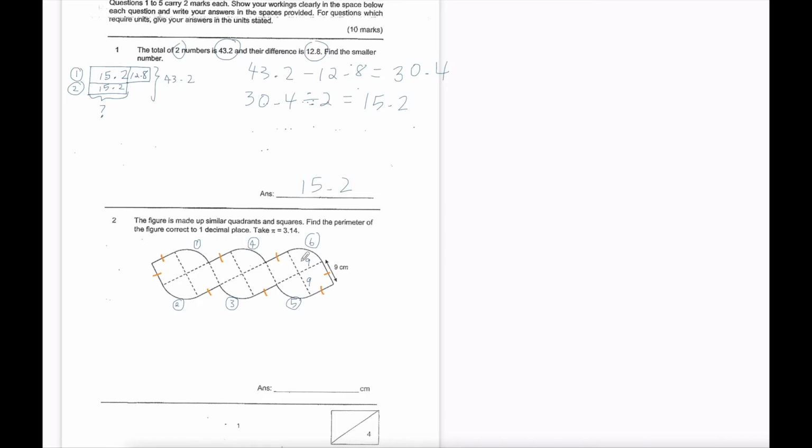So do you see that the radius of the quadrant is actually 9 cm also? Let's take this quadrant for example. We can see that the radius is 9 cm. So this means that my diameter is 9 plus 9, which is 18 cm. Because we are finding circumference, we need the diameter, which is 18 cm.